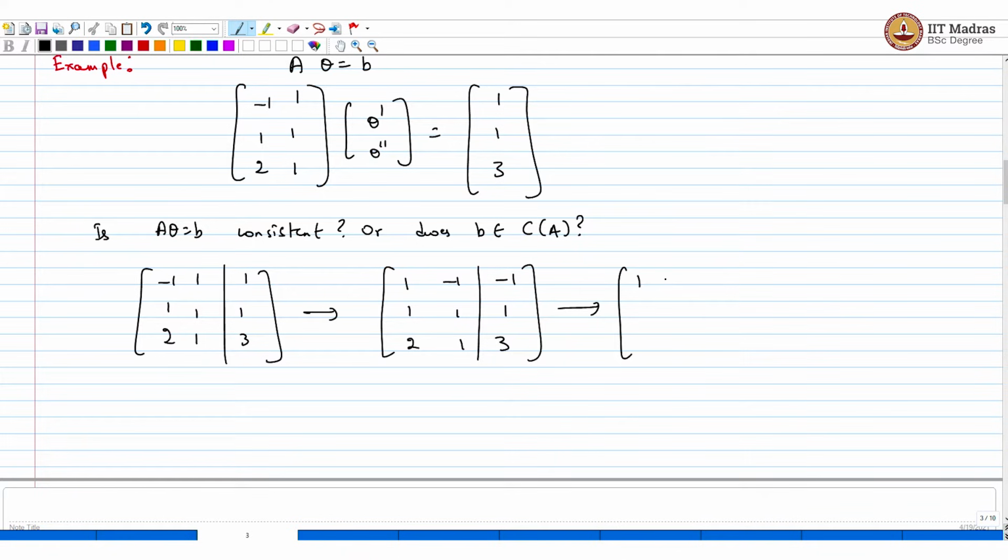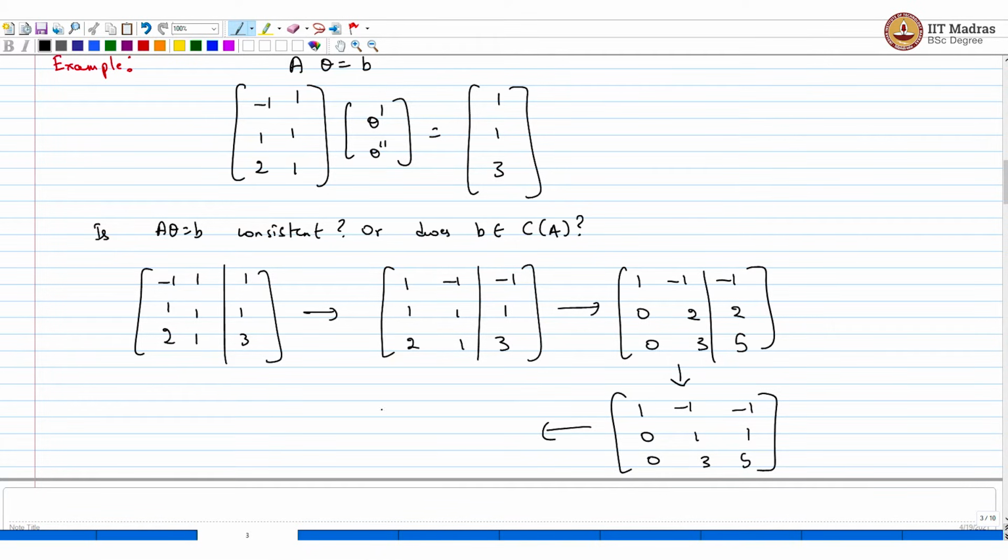So I am just reducing it to the echelon form: 0, 2, 2, 0, 3, 5, and this becomes 1, minus 1, minus 1, 0, 1, 1, 0, 3, 5, and that becomes 1, minus 1, minus 1, 0, 1, 1, and unfortunately 0, 2, 0, 0, 2.